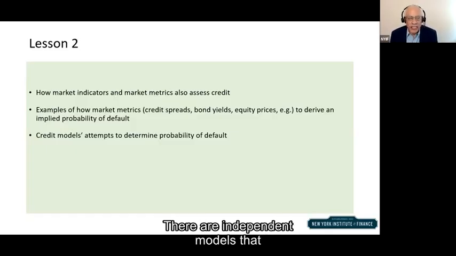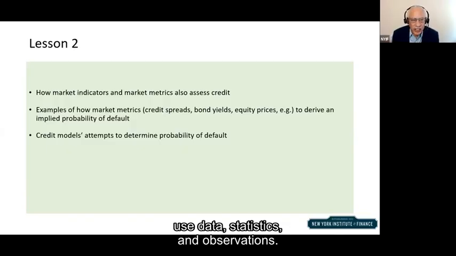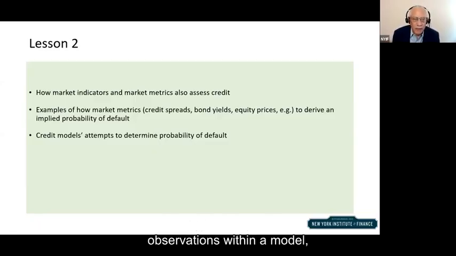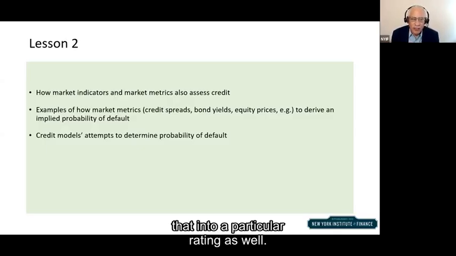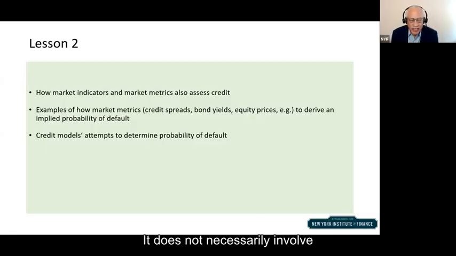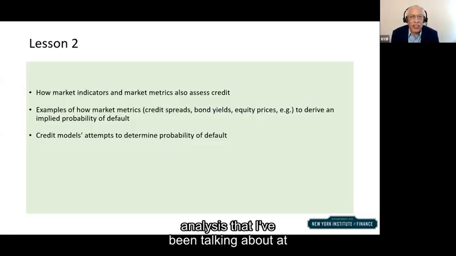They're independent companies, independent models that use data, statistics, and observations. Based on those data, statistics, and observations, within a model, they try to derive a probability of default, and then we can map that into a particular rating as well. It does not necessarily involve the deep or in-depth type of analysis that I talked about at the outset of this course.